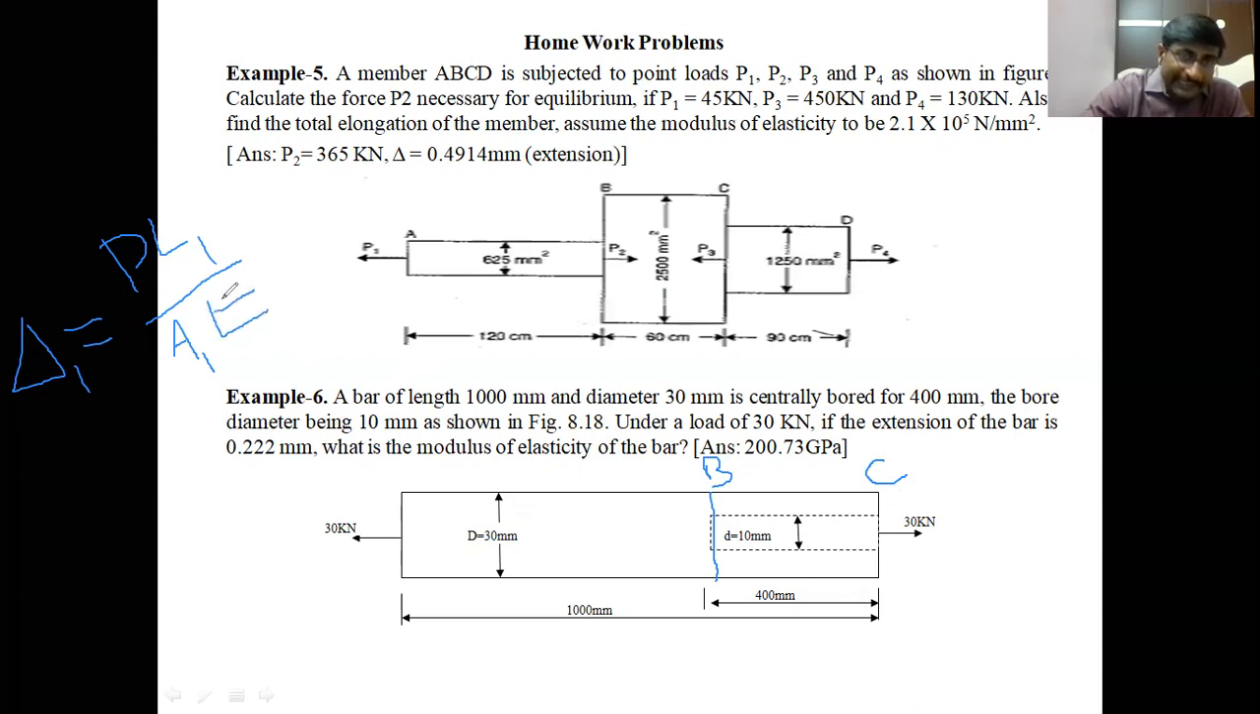E is the Young's modulus. In PL by AE, P is the same, L1 is different, the areas are different, and Young's modulus is the same. Young's modulus is a property of the material, and this is the same material throughout. Clear? So Young's modulus for AB is the same as for BC. PL1 by A1 is the elongation of the first part AB.